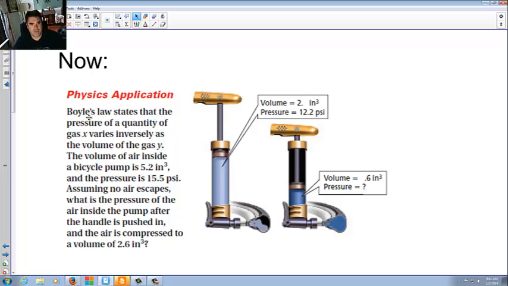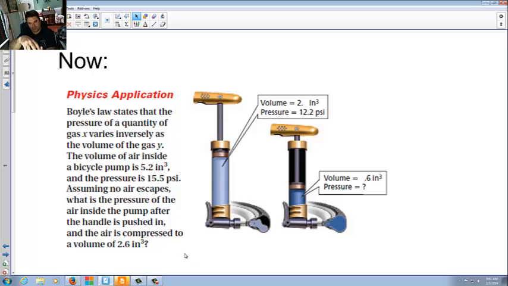Now a physics application. Boyle's law states that the pressure of a quantity of gas, x, varies inversely as the volume of gas, y. The volume of air inside the bicycle pump is 5.2 inches cubed, and the pressure is 15.5 psi. Assuming no air escapes, what is the pressure of the air inside the pump after the handle is pushed in and the air is compressed to a volume of 2.6 inches cubed?